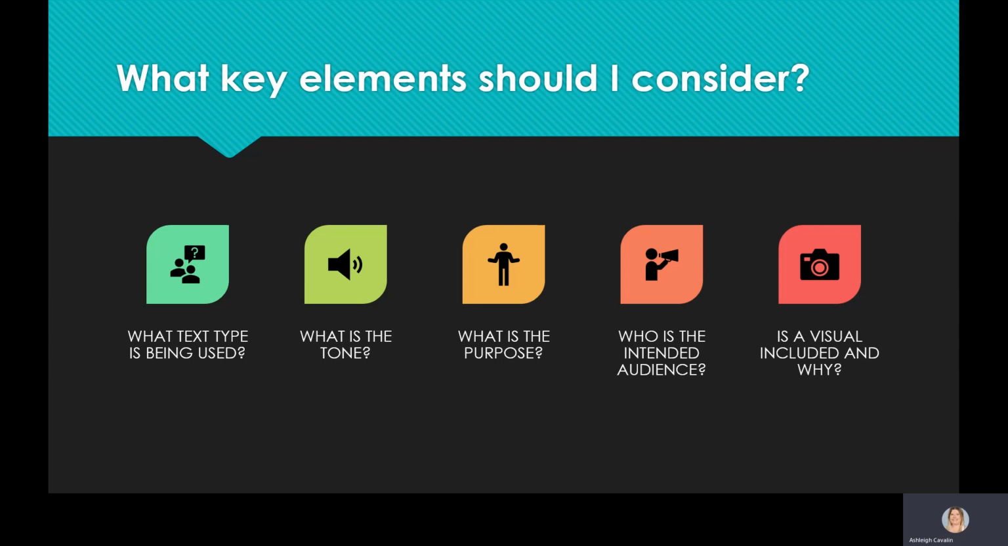You'll also have to look at the purpose. What is the writer's overall persuasive intent? Why are they writing this piece? You'll also have to consider who is the intended audience, thinking about the various stakeholders in this issue and who this writer is really focusing on. Lastly, if there is a visual included, you will have to analyse this and look at why this has been included.